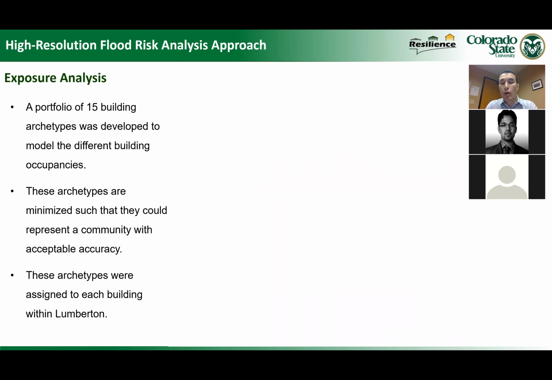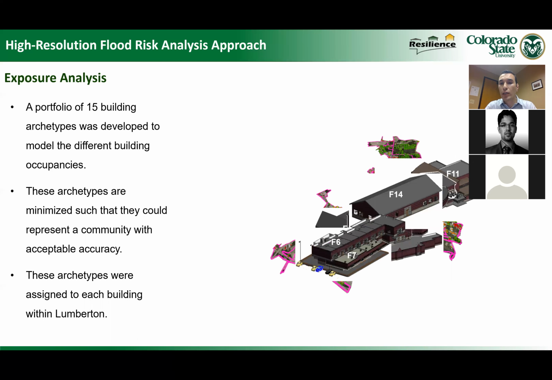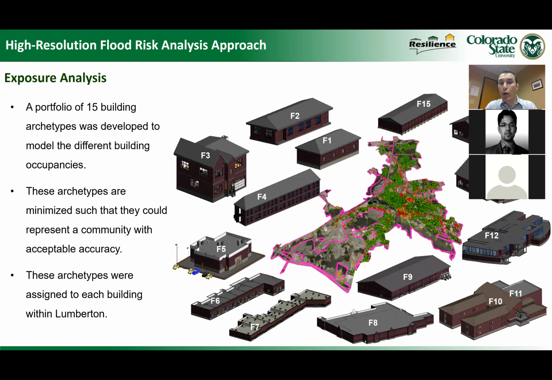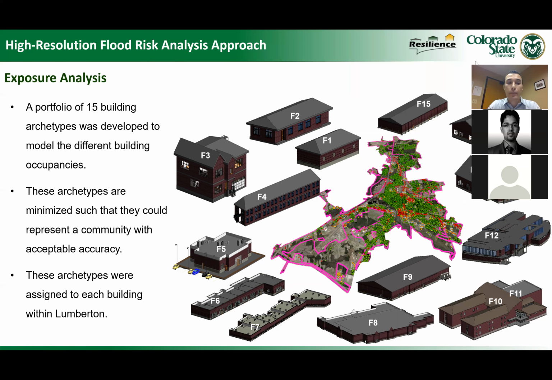Afterwards, we needed to develop a high resolution model for the community that we could handle in our vulnerability model. So we developed a portfolio of 15 building archetypes. These archetypes are supposed to model almost all of the building occupancies within the community. So these 15 building archetypes include 4 residential buildings, 4 commercial buildings, a school, a hospital, a church, an office building, a warehouse, and an industrial building. So we try to cover as much occupancy as we can.